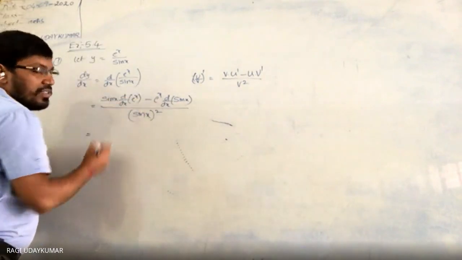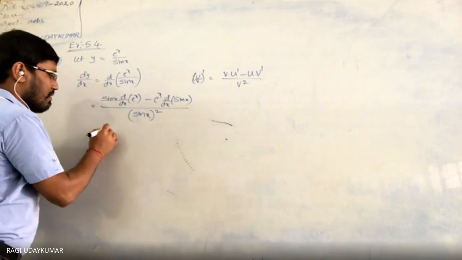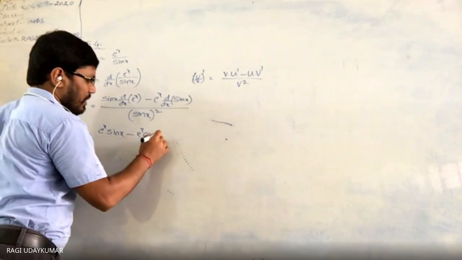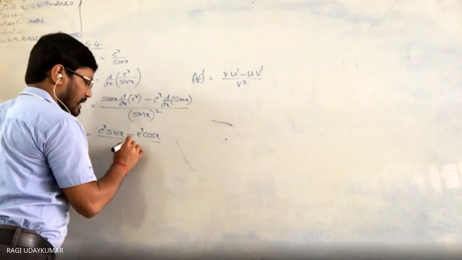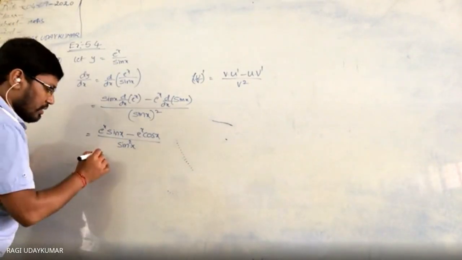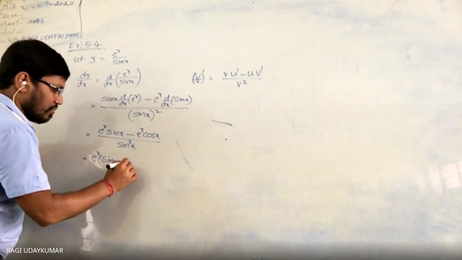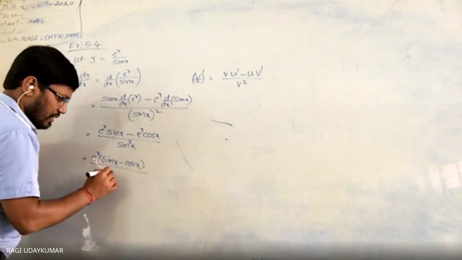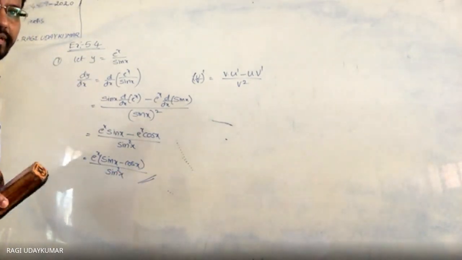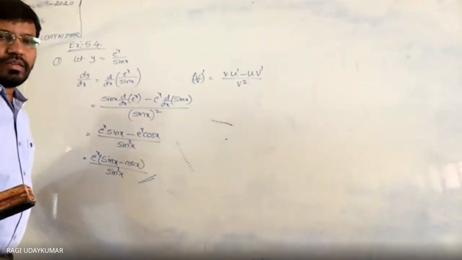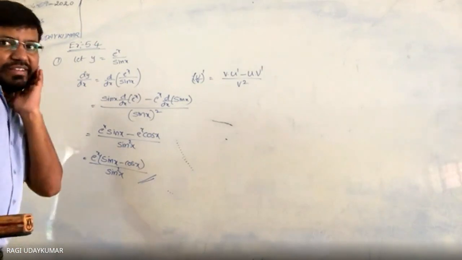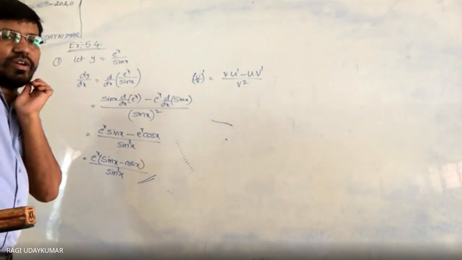which is equal to e power x, differentiation is e power x. So e power x into sin x minus, sin x differentiation is cos x, e power x into cos x, by sin square x. So this is equal to, you can take e power x common, then you are going to get sin x minus cos x by sin square x. So this is the differentiation of the given function, e power x by sin x. So the remaining problems also you can do in a similar way. The fourth problem is a little bit different, so let us discuss that instead of going through all the problems.